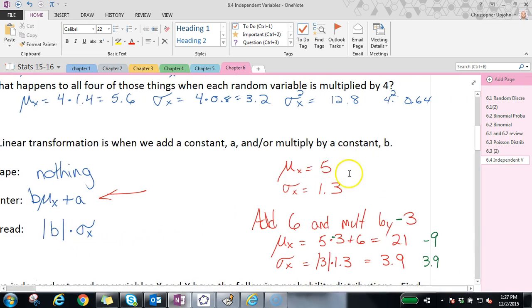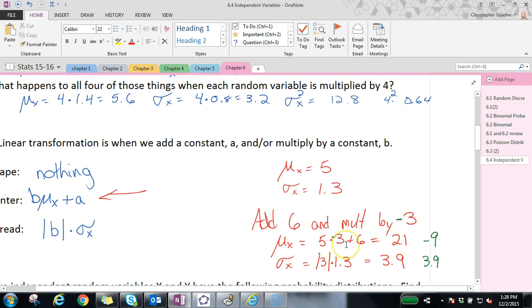So, for instance, if our mean was 5 and our sigma is 1.3, if we added 6 and multiplied by 3, well, to get our mean, we do 5 times 3, 15, plus 6, 21. If we want our standard deviation, we do the absolute value of 3, which is still 3, times our standard deviation, 1.3, so 3.9.